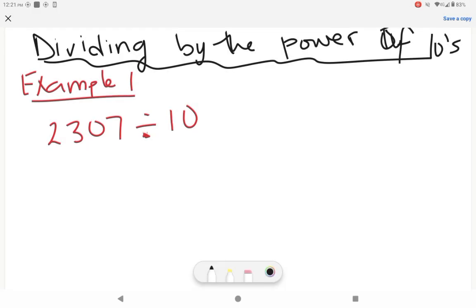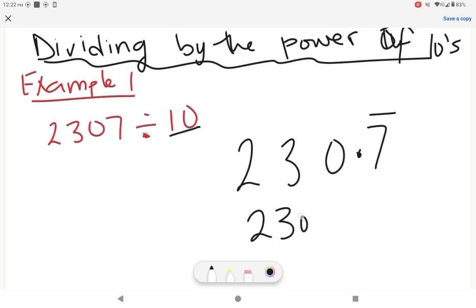So let's write the question out again: 2307. I have to jump just once because I have one zero at the back, which is a 10. After jumping one time, I'll put my decimal point. The decimal point follows. So I'm jumping from the ones, which is 7. Jump. When I jump once, the decimal point follows. So the new answer will be 230.7.